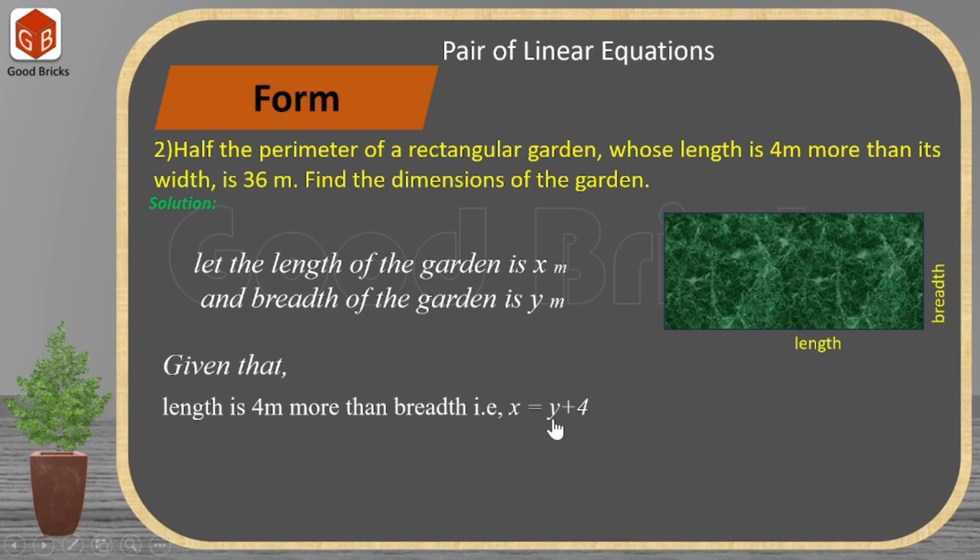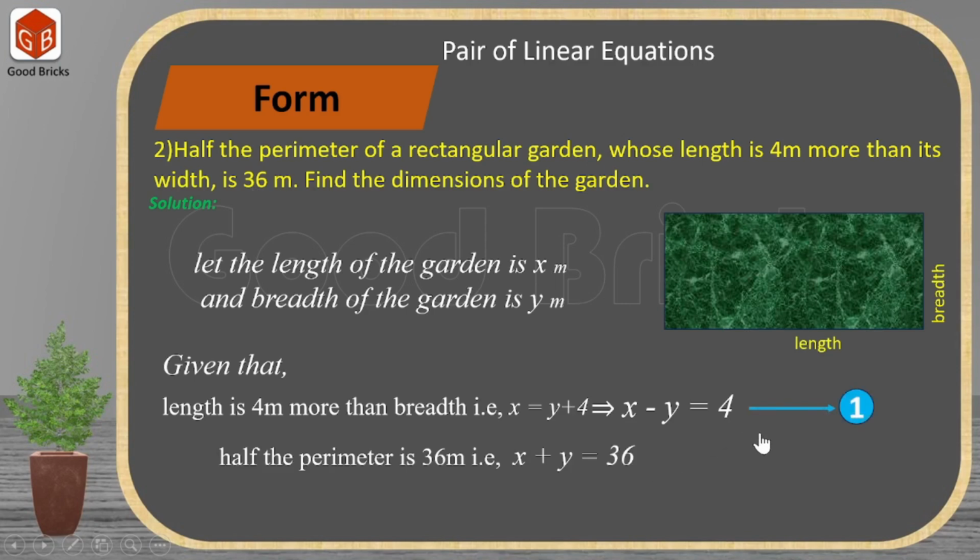When you transpose this y towards the left, you can write x minus y is equal to 4. Then they have given that half the perimeter of the rectangular garden is 36 meters. It means length plus breadth, only one length and one breadth. When you add, you will get 36. So x plus y is equal to 36 meters. This is the second equation we found. So this is how we need to form a pair of linear equations in two variables in this chapter.